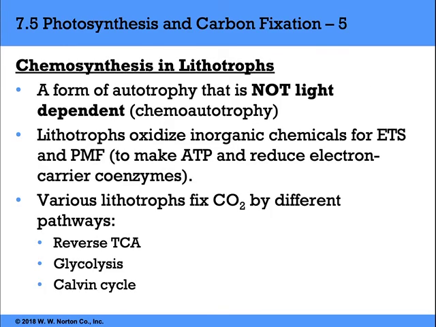Okay, in lithotrophs, a form of autotrophy that is not light dependent takes place. We call this chemoautotrophy. Lithotrophs are going to oxidize inorganic chemicals for the electron transport chain and make a proton motive force to generate ATP. Lithotrophs fix carbon using reverse TCA cycle or glycolysis or the Calvin cycle. Okay, so there are a variety of ways that we can sneak in the reduced carbon.